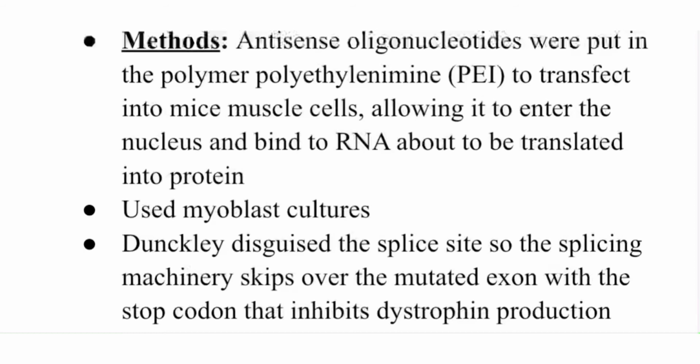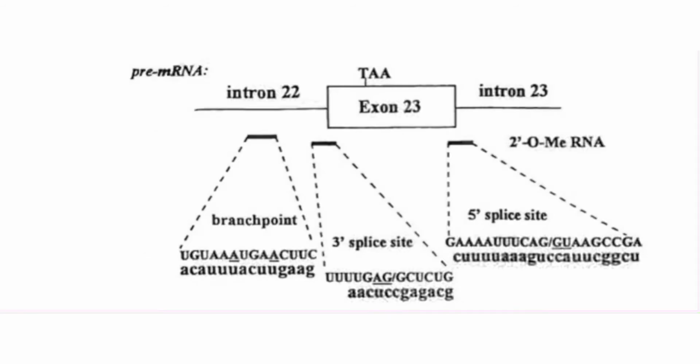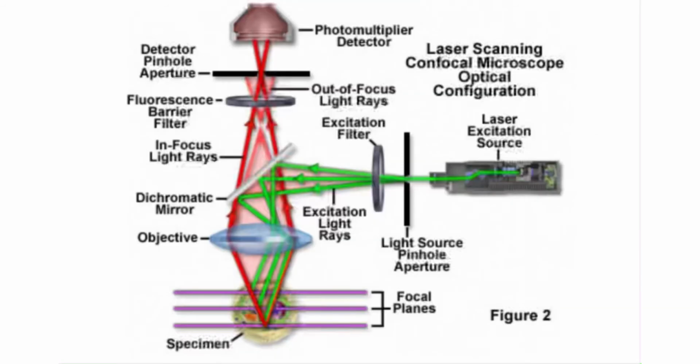They used myoblast cultures. Dunkley disguised the splice site so that the splicing machinery skips over the mutated exon with a stop codon that inhibits dystrophin production. At 3, 24, and 48 hours post-transfection, cultures were washed twice in phosphate-buffered saline and fixed in 4% paraformaldehyde for 20 minutes for confocal microscopy.